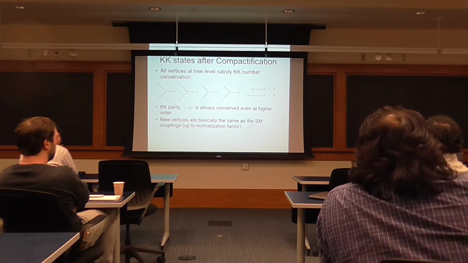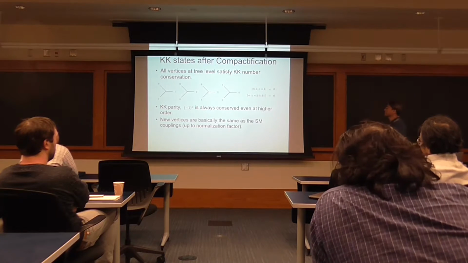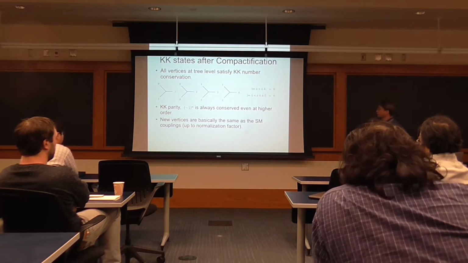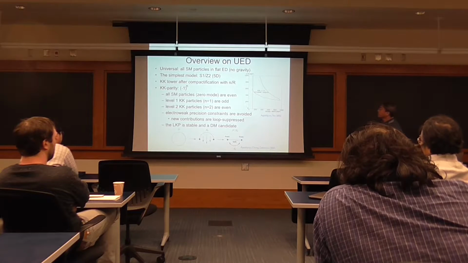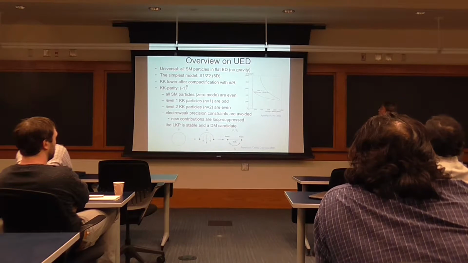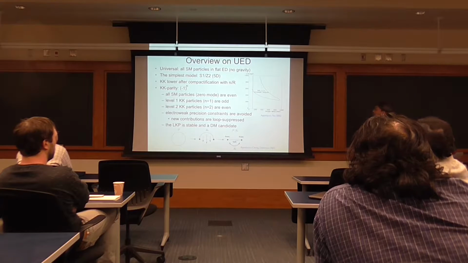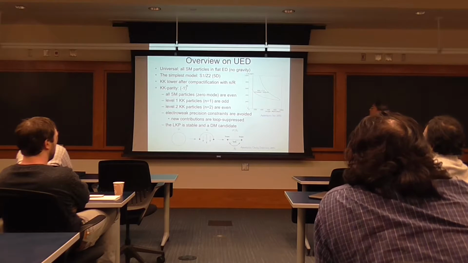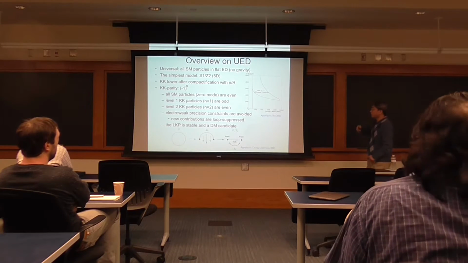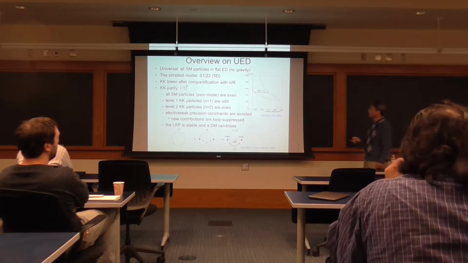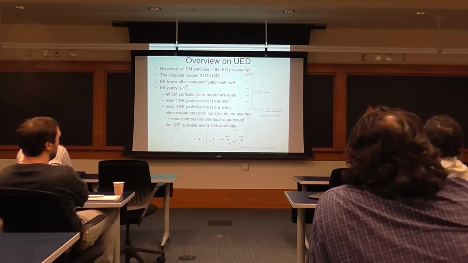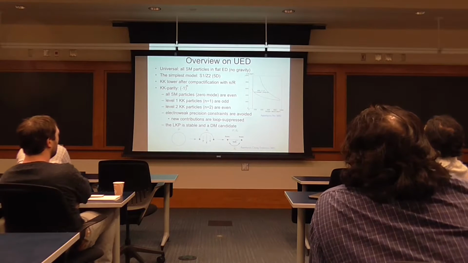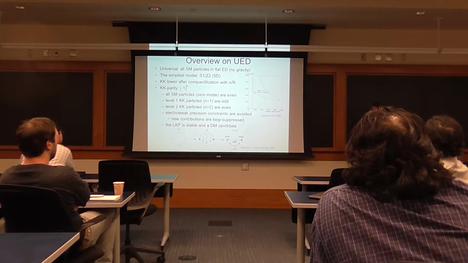All these new vertices are exactly the same as standard model couplings, up to some normalization factors that we can calculate. So, once again, a quick summary. Universal here simply means all the standard model particles live in flat extra dimensions, which is one of the simplest examples of an extra dimensional model. Then you get a whole KK tower from the compactification, and there is a KK parity, so you can address some issues with dark matter. Since it has a KK parity, you have to produce KK particles in pairs. You can singly produce even-number particles.